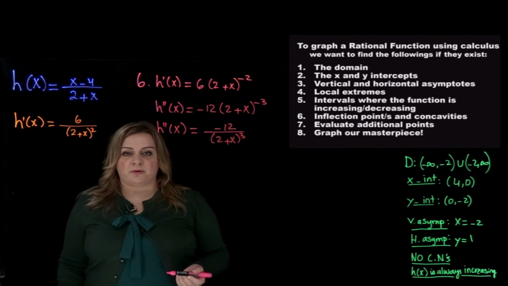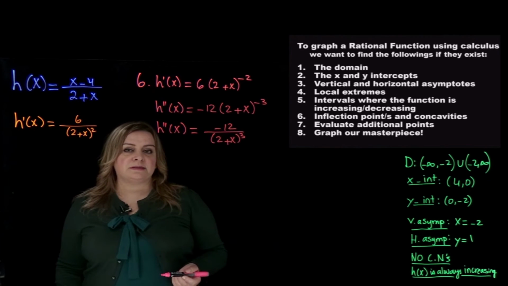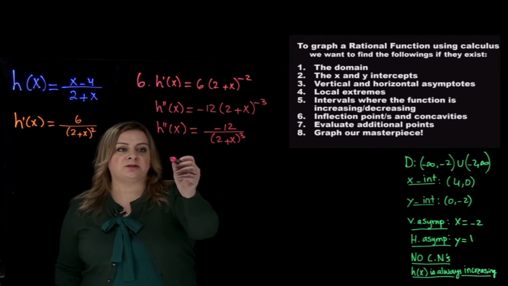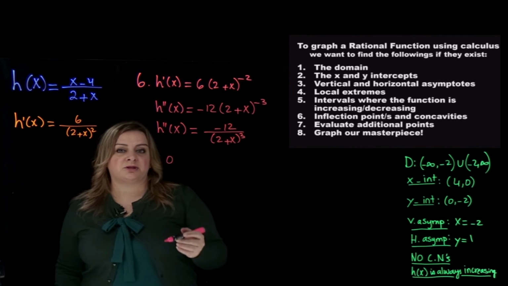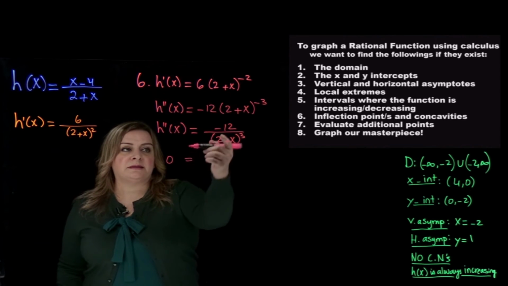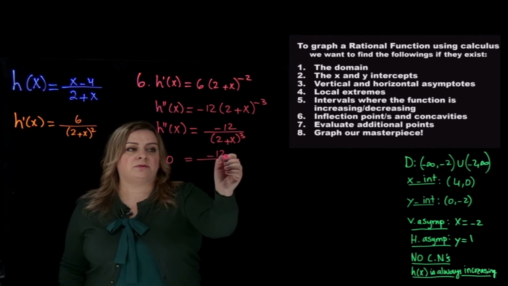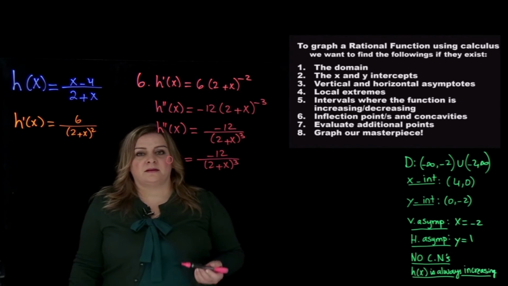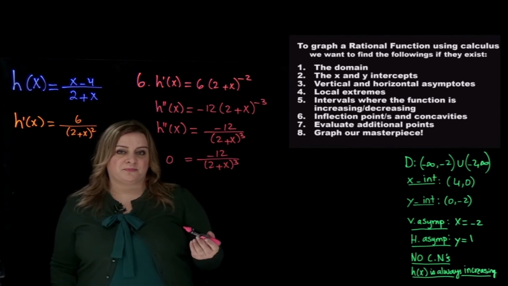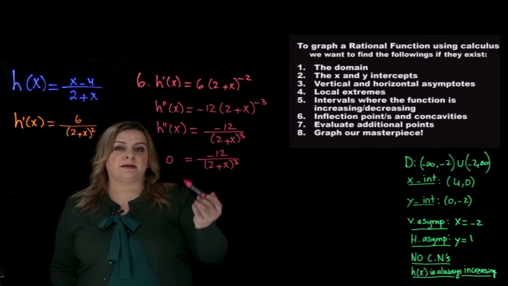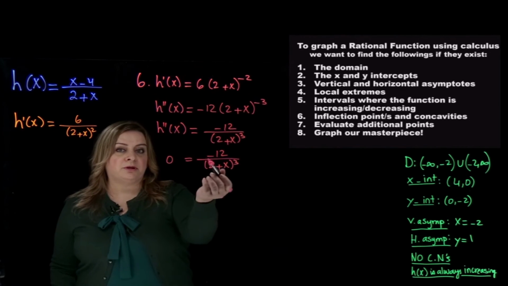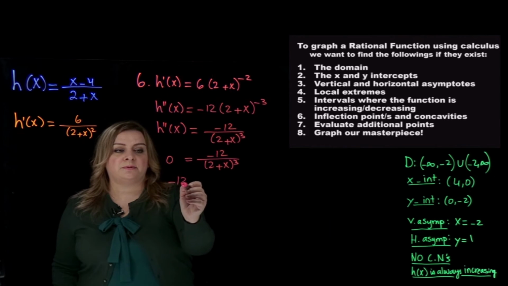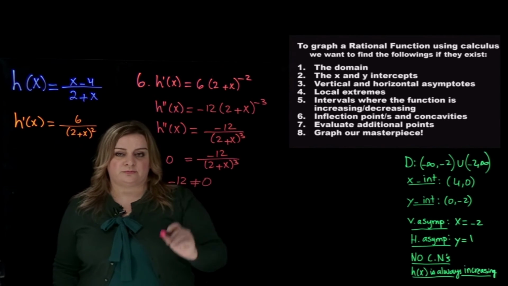When does the inflection point happen? Inflection points happen when h double prime of x is 0. So I'm going to write the value 0 under h double prime of x and bring this down, which is negative 12 over 2 plus x to the third power. When is this equation true? This equation is true when the numerator is 0. But our numerator is negative 12, and negative 12 will never equal 0.